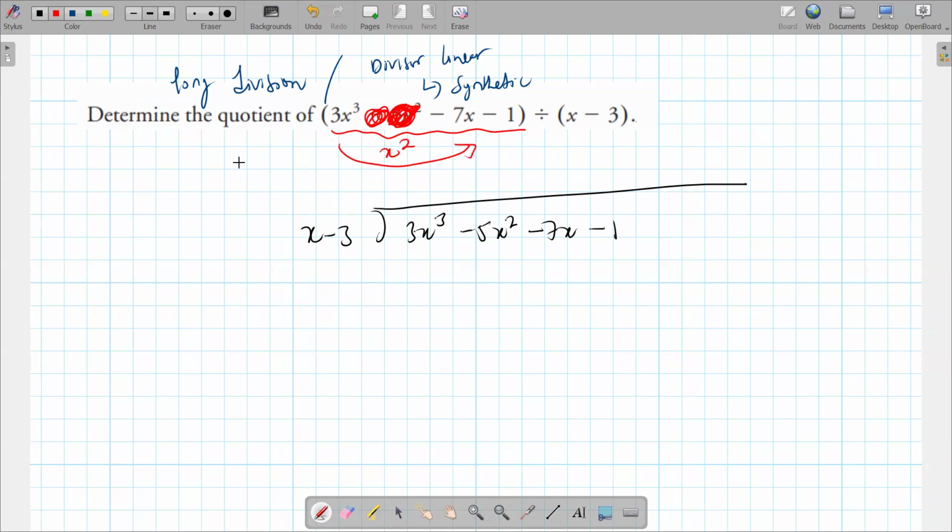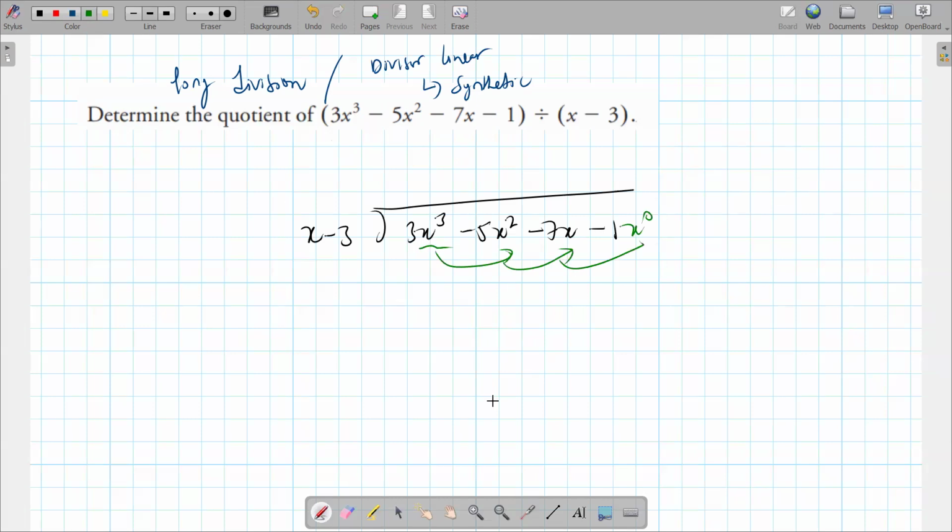So what we do in that case is that we would manually add a 0x squared here. So if a term is missing, when you're doing long division and also when you're doing synthetic division, you have to manually add that in. Okay, you have to account for it. In this question, it doesn't matter because all the terms are accounted for. By that, I mean all the powers, they go down by 1. All right, let's start with the long division.